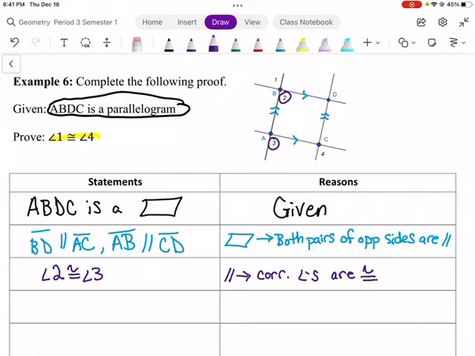That also shows up for angle 3 and angle 4. Those are also corresponding angles. So in the same step, I can say angle 3 is congruent to angle 4.